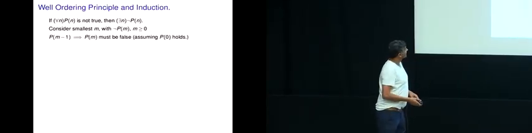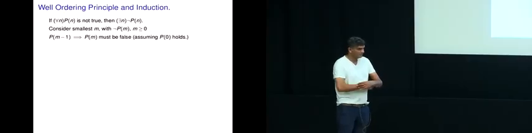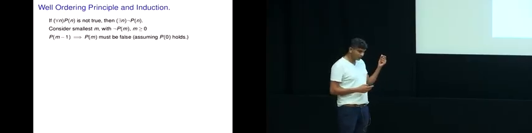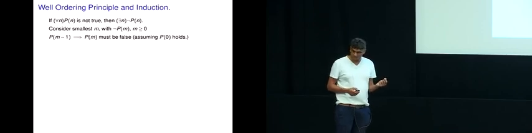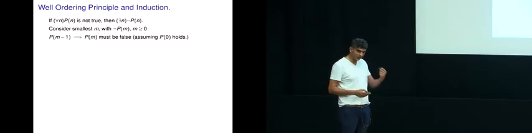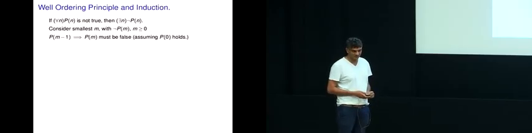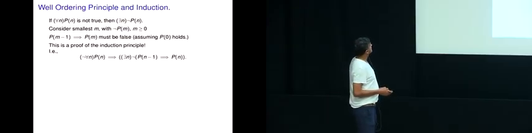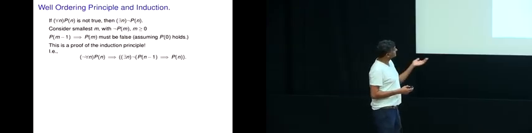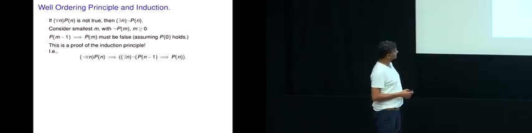In this case, what must be going on here is that p of m minus 1 is true. We know that p of m minus 1 is true, because this is the smallest m. We know that p of m minus 2 and so on, all of them are true up to this point. This implication must be false. So this is sort of an argument for the induction principle.